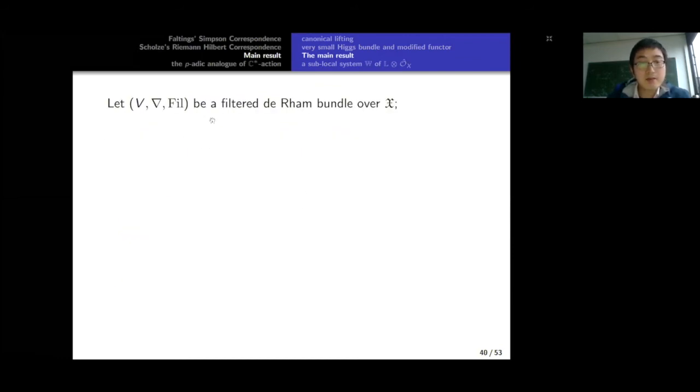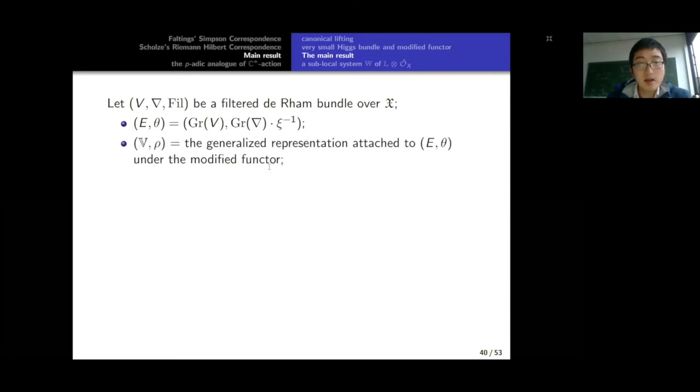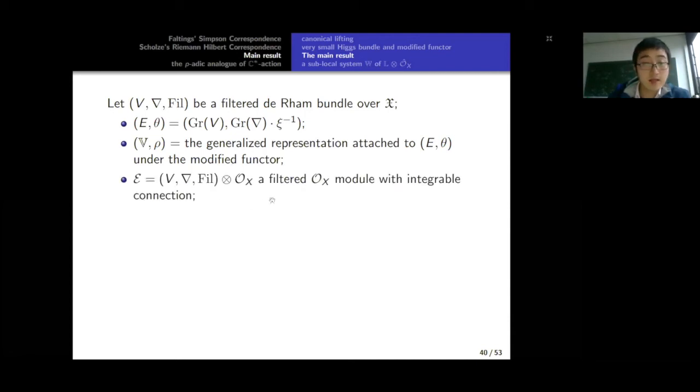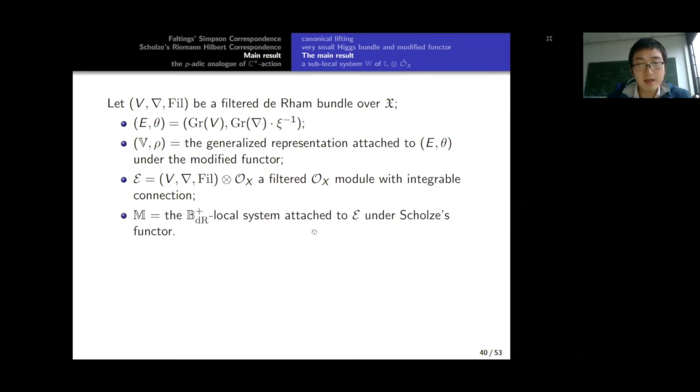Let (V, λ, filtration) be a filtered de Rham bundle over this X. Then we define E, θ to be the graded Higgs bundle twisted by C. By using this modified functor, we get a generalized representation. On the other hand, we can pull back onto X pro-étale. We can get an O_X module with integral connection. Then we take Scholze's functor, we get a B_dR^+ log system.